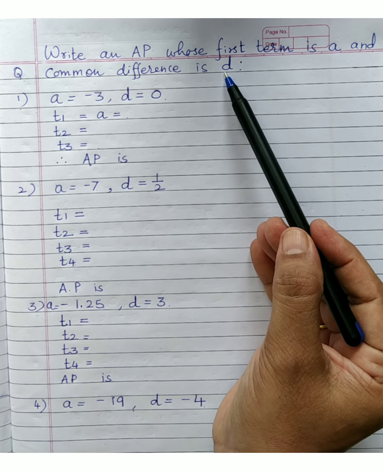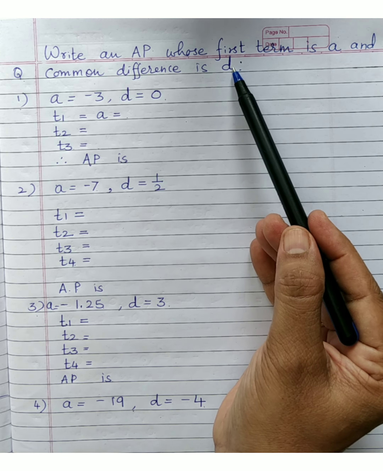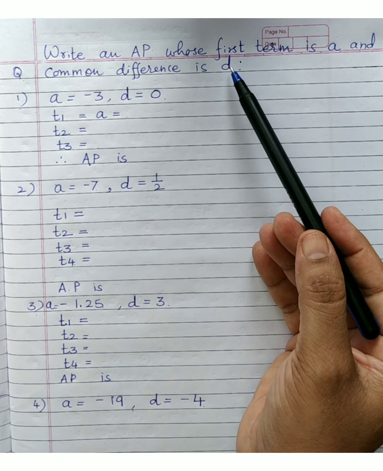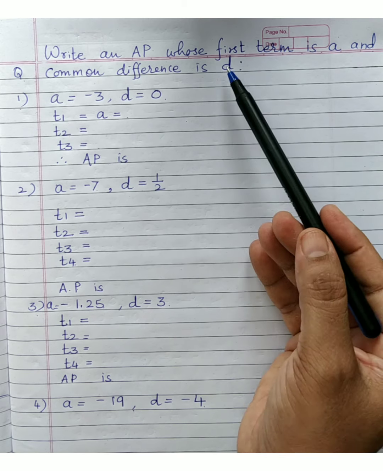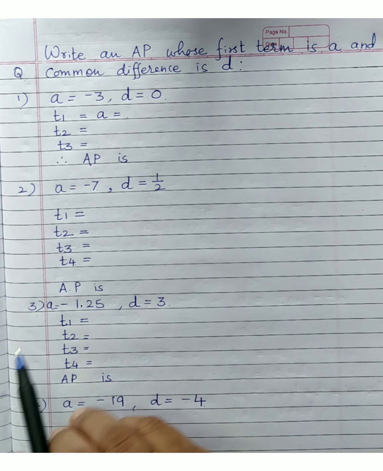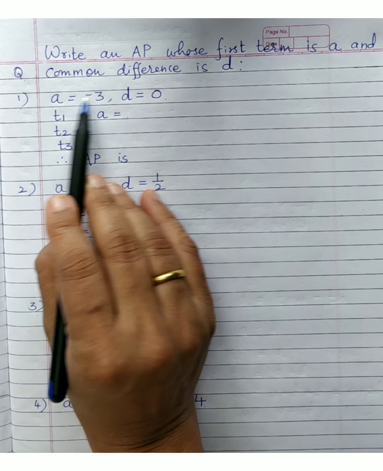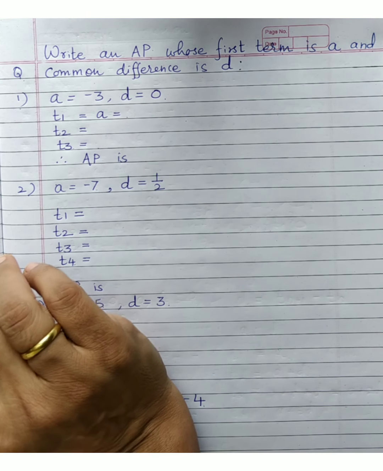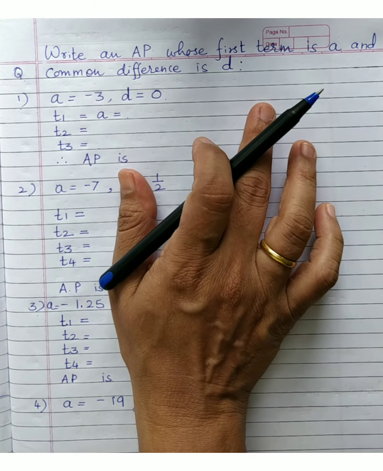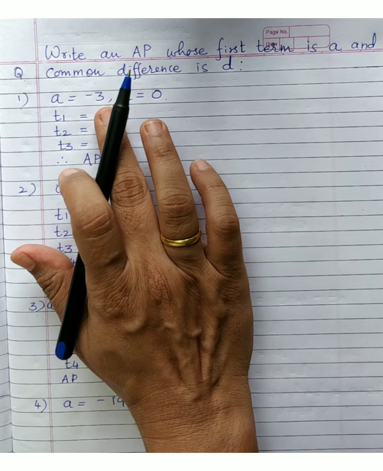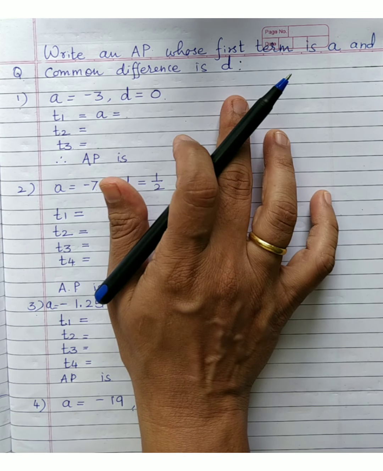So you know that if the first term is increased by the common difference, you get the second term. The second term increased by the common difference, you get the third term. That is what we are going to follow here. In the first example, A is minus 3 and D is 0. You have guessed the answer. The AP is going to be minus 3, comma minus 3 and so on.